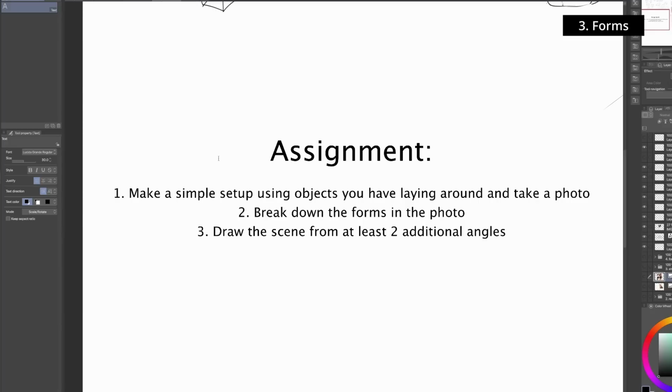Step 3, draw the scene from at least two additional angles. And this is why I want you to make your own setup, so that if you get stuck trying to picture what an angle looks like, you have a reference right there. You can just go back to your little setup and walk around it and see what you're missing and what you're not understanding. So yeah, this might be kind of challenging if you've never drawn forms before.